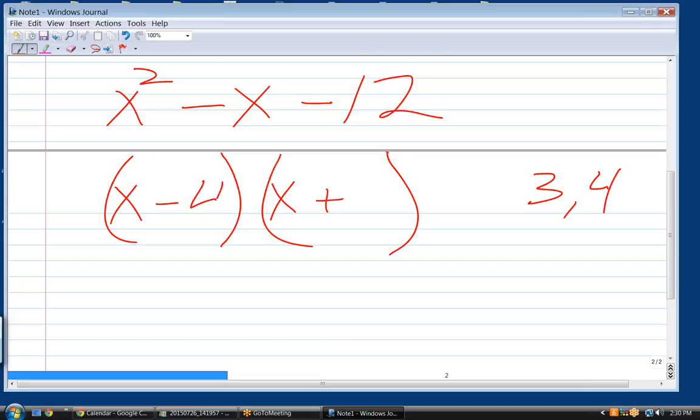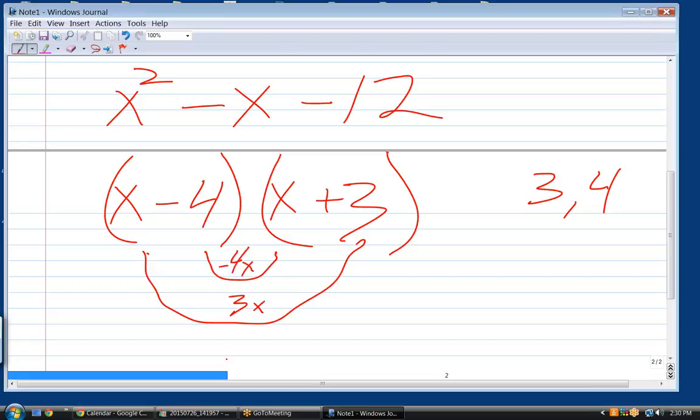4 goes first. And now, to check it, do my double smiley face. Yeah. It's minus 4x plus 3x. Add them together, you get minus x. That's correct, the middle term. We did it right. We did do it right.